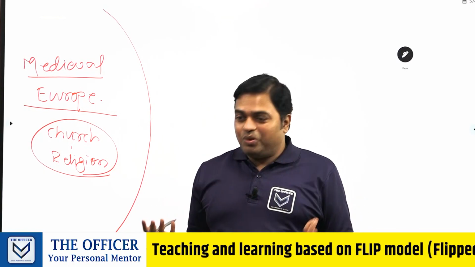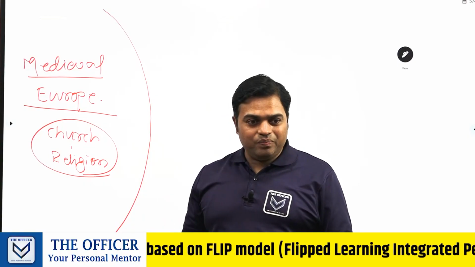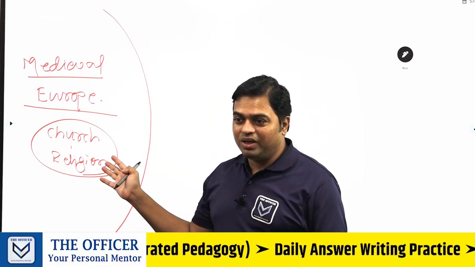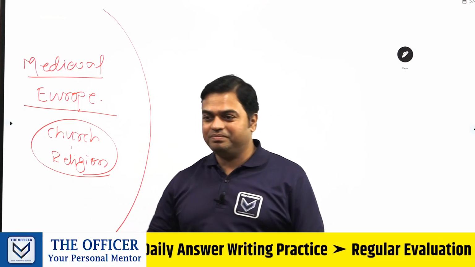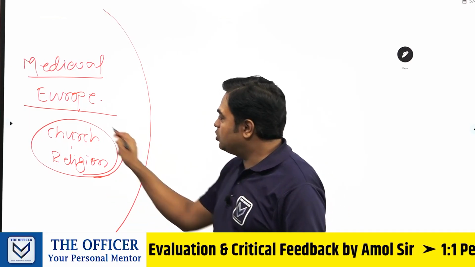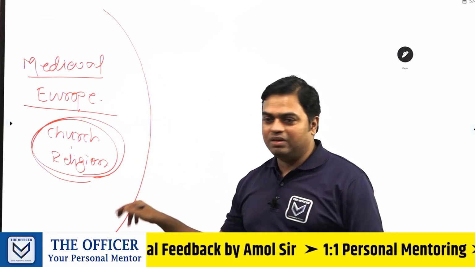And what we are expecting from the church and the Pope and everybody is that they should lead an ascetic kind of life. But what they were doing, they were enjoying the lavish life. So everything was dominated by the church during this medieval era.